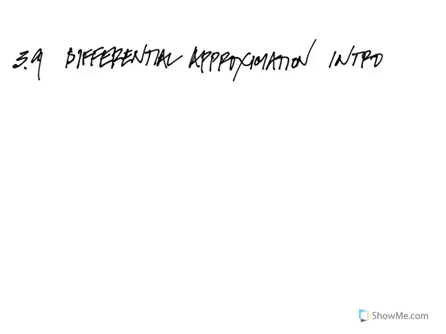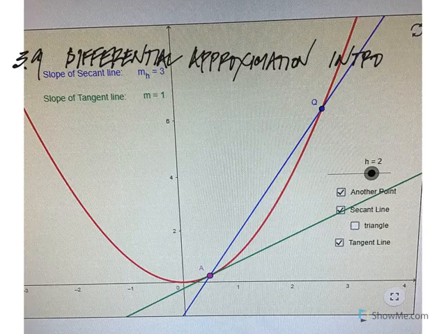Section 3.9, Differential Approximation. This is just a quick introduction to the types of things that you're going to be seeing, the measurements you're going to be using, and just how Chapter 2 ties in with Chapter 3. All right, let's take a look at this picture.